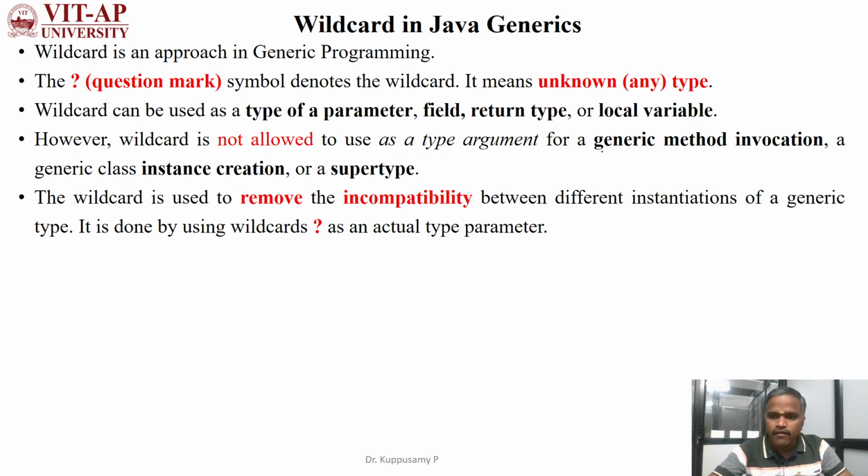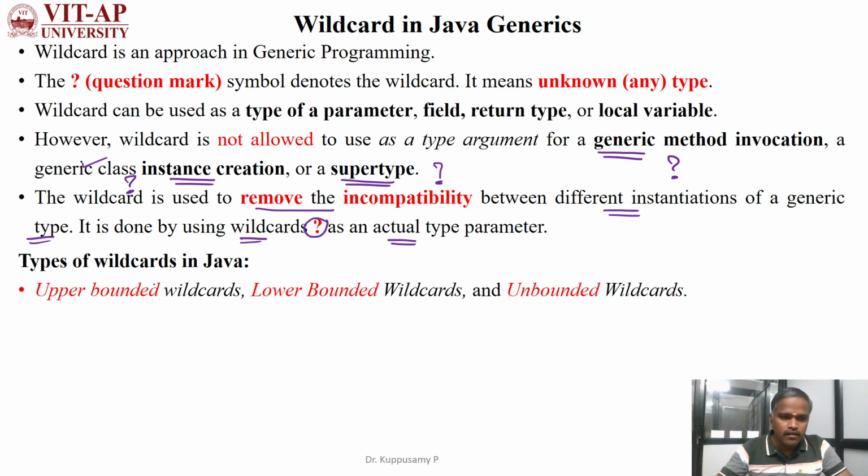So wildcard cannot be used in these circumstances. When we are invoking a generic method, we cannot use the wildcard. When we are creating an object for a generic class, we cannot use the question symbol, that is the wildcard. When we are invoking the superclass, we cannot use the wildcard. The wildcard is used to remove the incompatibility between different instantiations of the generic type, that means different types of data objects. It is done by using the wildcard, represented by the question symbol, as an actual type parameter.